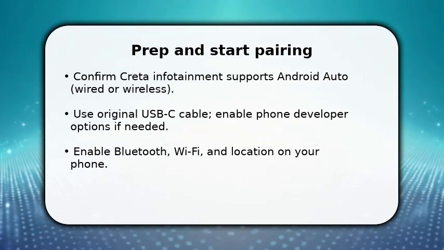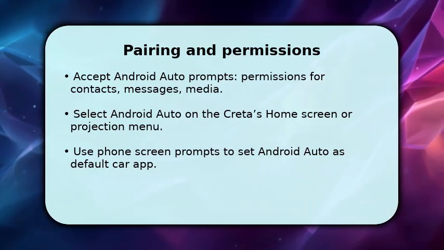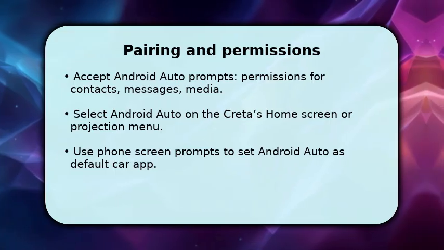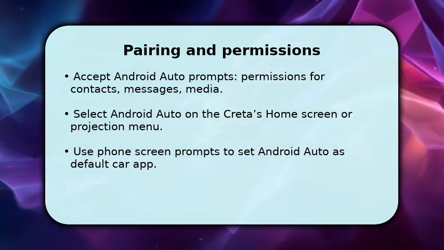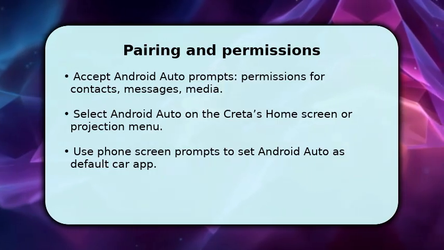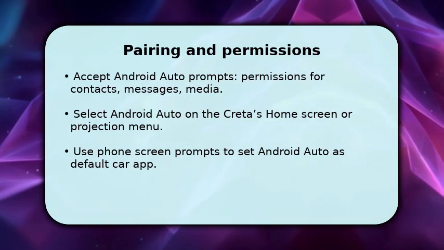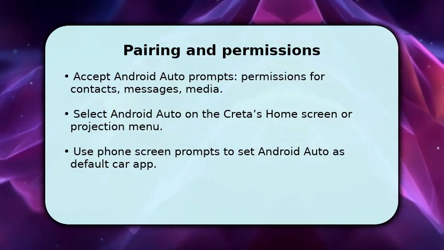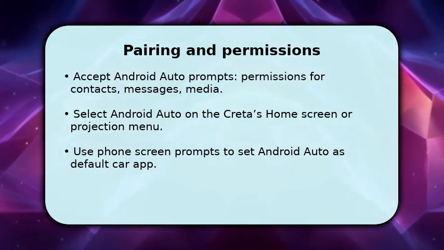You now handle the detailed pairing and permission flow. When the phone shows Android Auto prompts, tap Allow for contacts, messages, and media. This is why calls and navigation appear on your dash. On the Creta's screen, choose the Android Auto icon or projection option. The head unit and phone exchange apps and display data. If asked, set Android Auto as the default car app so future connections are automatic. If audio or mic access is blocked, recheck app permissions.